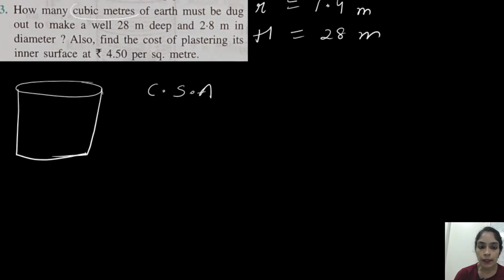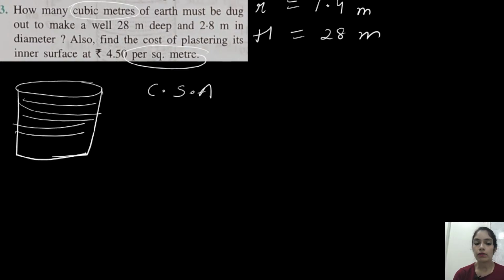Like in the first part, cubic meter was there. How many cubic meters? From cubic meters we got to know we have to find volume. Here, per square meter means we have to find the area. But which area do we have to plaster? Whenever we are plastering, first of all this curved part will be there. So CSA, curved surface area.